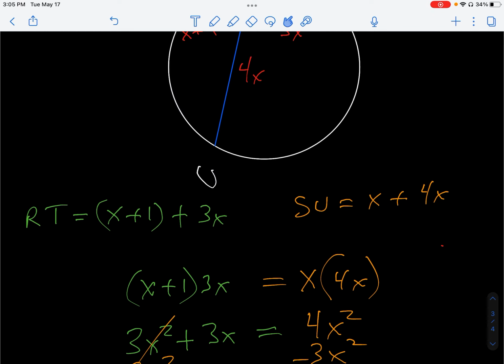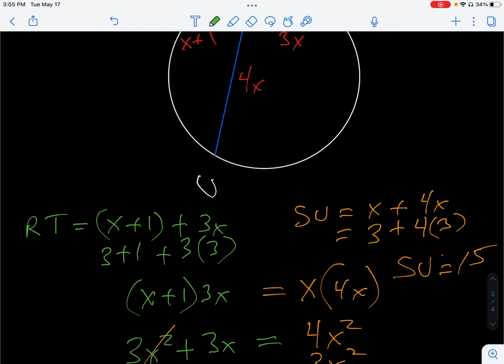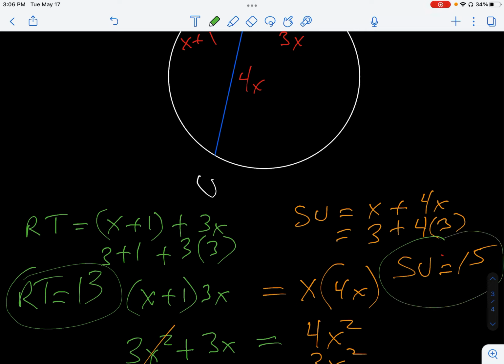And now that we know that x equals 3, we come back up here and plug it in to our original formula. 3 plus 4 times 3. 4 times 3 is 12 plus 3. SU equals 15. Come over here and we have 3 plus 1 plus 3 times 3. 3 times 3 is 9. 3 plus 1 is 4. So RT equals 13.